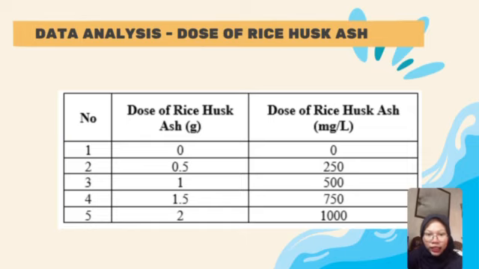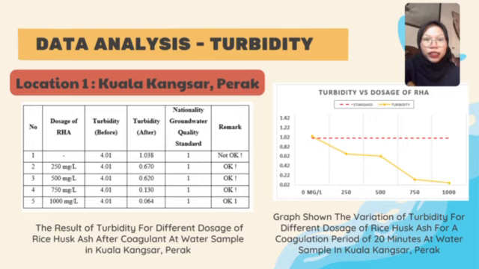Semasa melakukan jar test, kami menggunakan dose of rice husk ash dalam unit mgl, tapi diletakkan di dalam air yang 500 ml. So, 0 gram akan jadi 0 mgl, 0.5 gram akan jadi 250 mgl, 1 gram akan menjadi 500 mgl, 1.5 gram akan menjadi 750 mgl dan pada 2 gram dos rice husk ash akan menjadi 1000 mgl. Okey, ini yang merupakan slide untuk result data analisis portability.